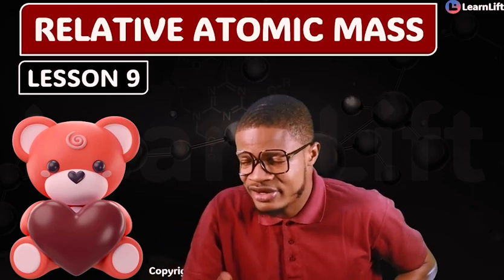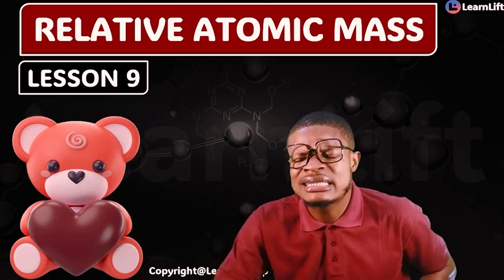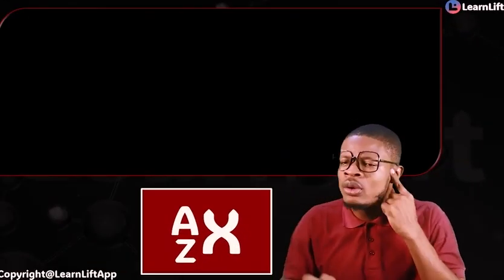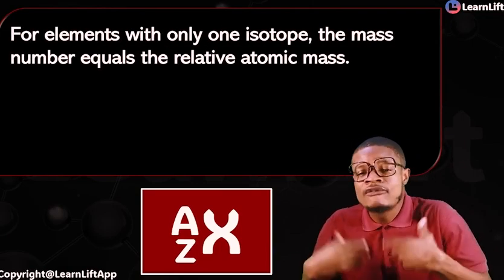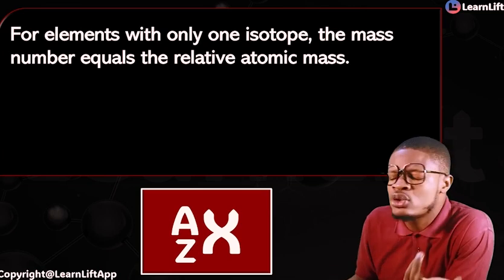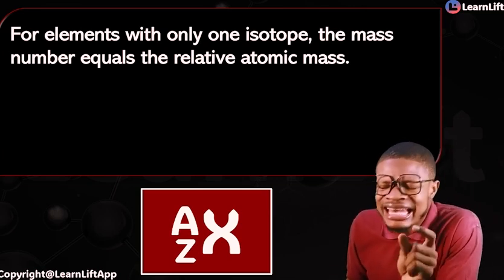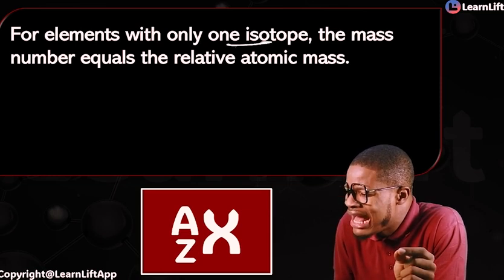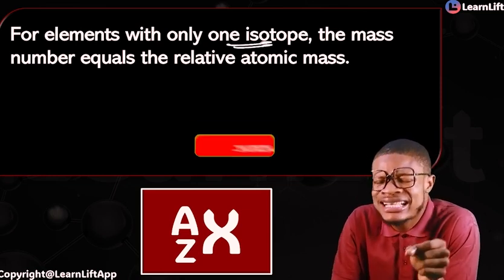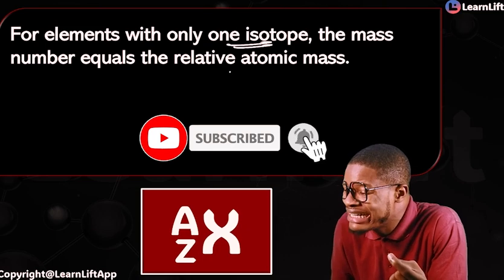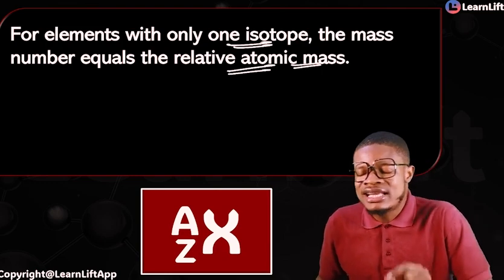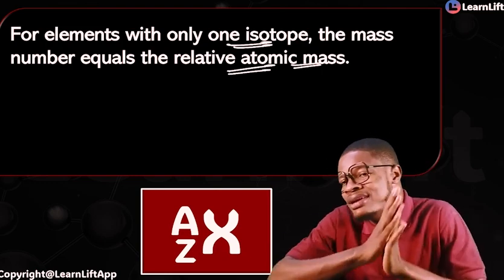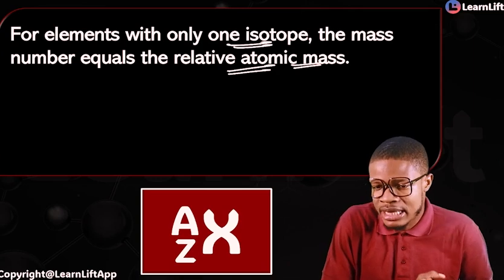So in relative atomic mass, this is our lesson 9. Very simple, and we're going to go together and look at it in detail. What must I know about relative atomic mass? First, I'd like you to understand that for elements with only one isotope, the mass number is the same thing as the relative atomic mass. Listen. If we are dealing with relative atomic mass, we're going to make reference a lot to mass number. Are you getting it now?